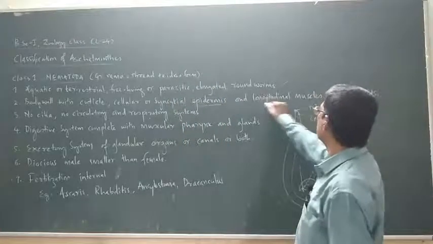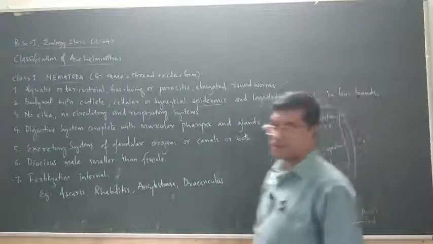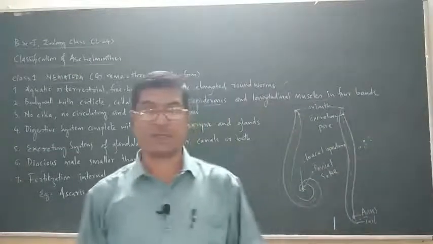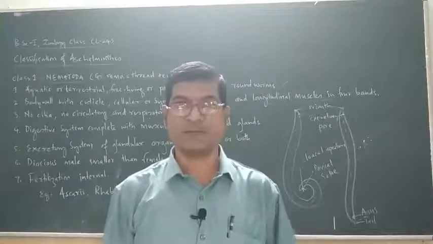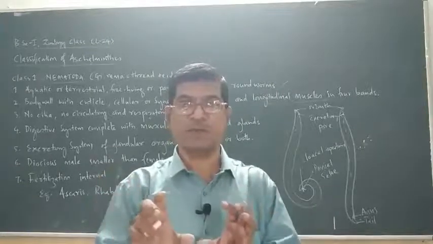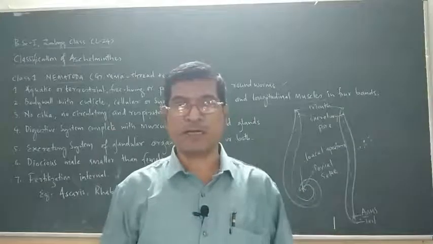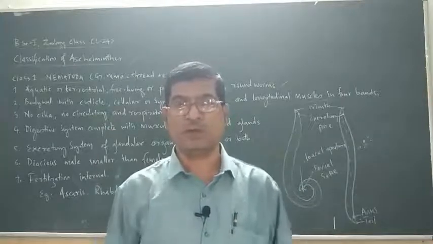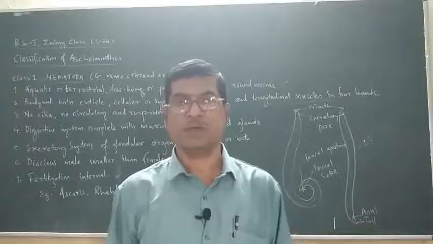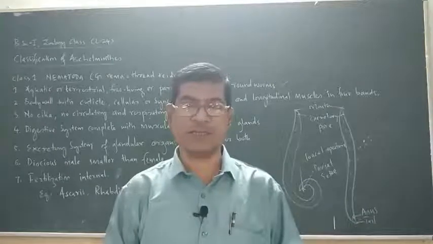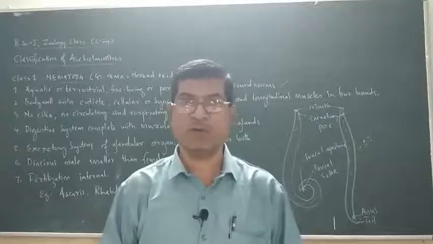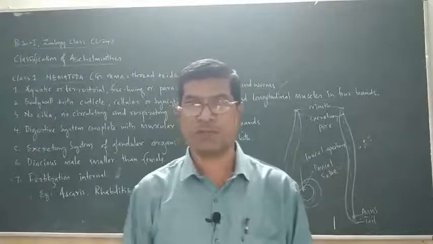Okay, and longitudinal muscles in 4 bands. Longitudinal muscles are present in the body wall, and they occur in 4 bands. So 2 dorsolateral and 2 ventrolateral. So 4 muscular cords are there in the body wall of round worms.